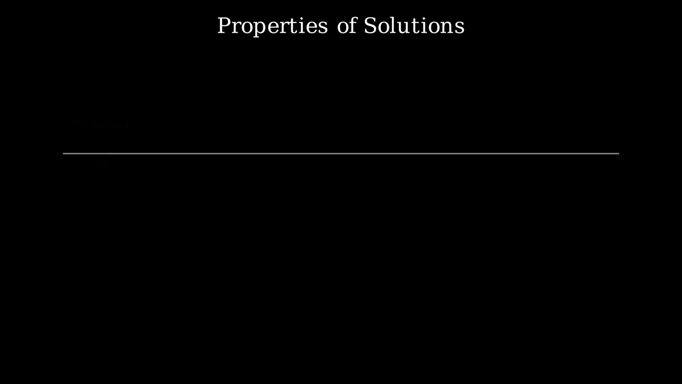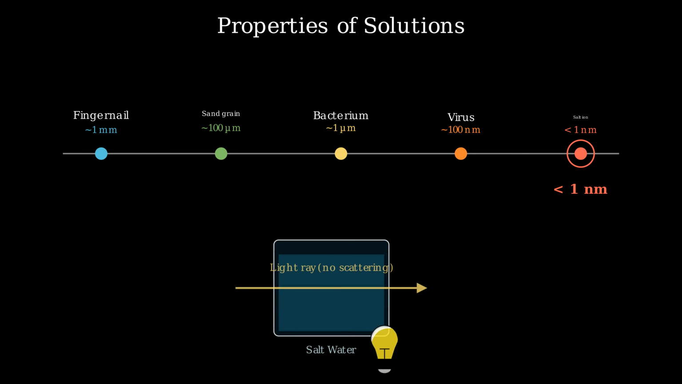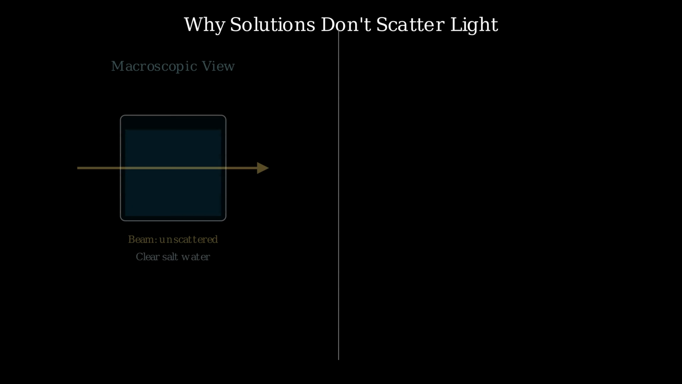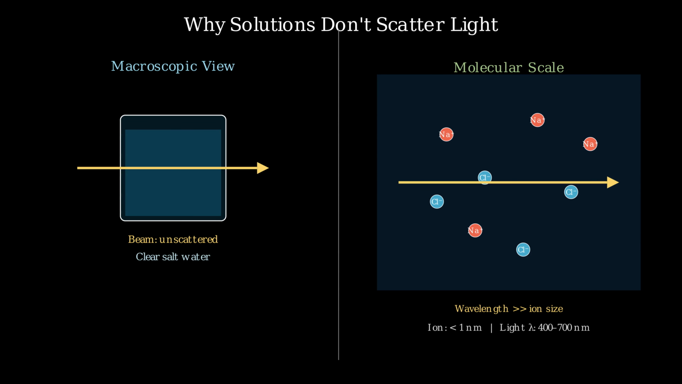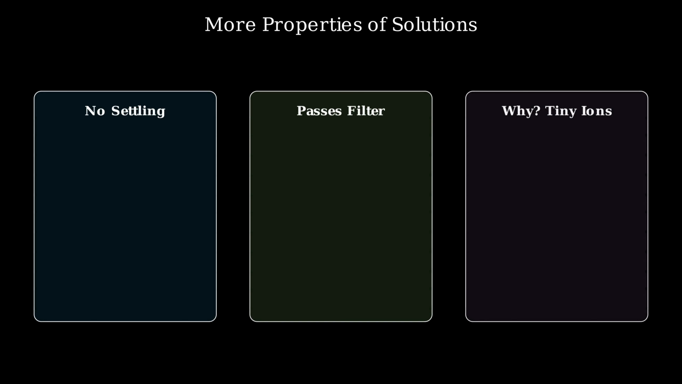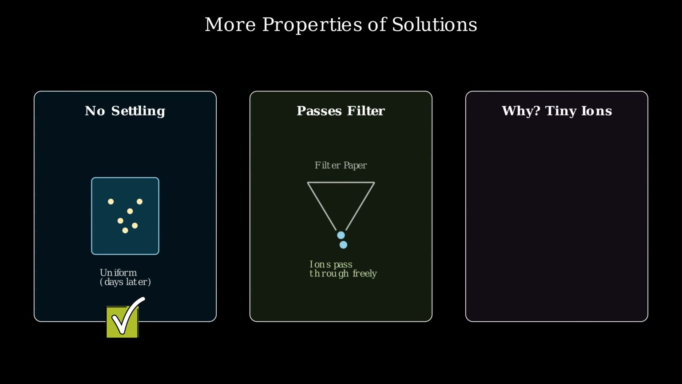Solutions have distinct properties. First, they are transparent because the solute particles are extremely small, smaller than 1 nanometer, that is 1 billionth of a meter. Because particles are so tiny, they do not scatter light. Light passes right through. This is why salt water looks clear like water. Solutions also do not settle over time, and they pass through filter paper because there is nothing to catch.